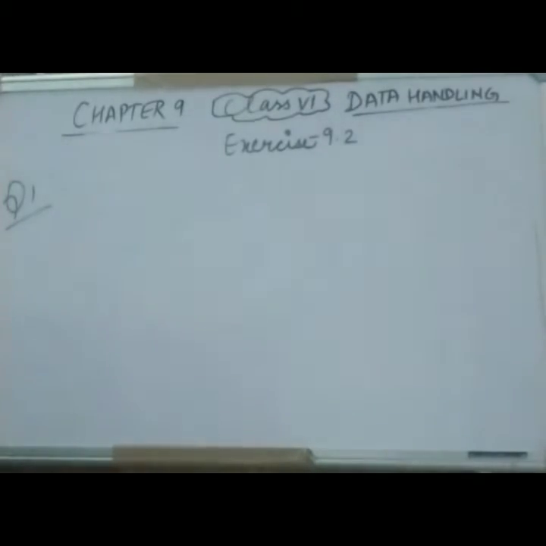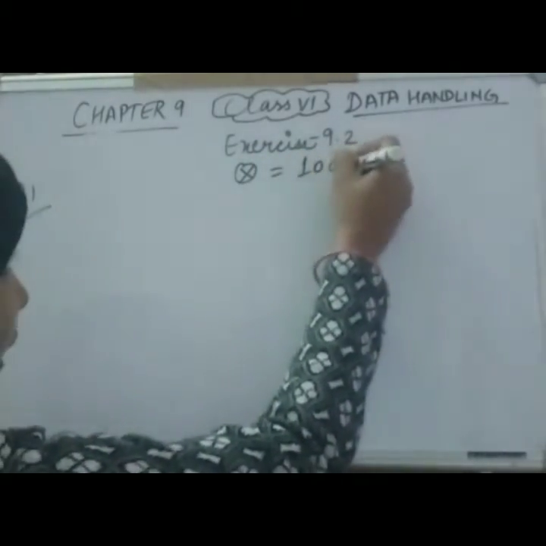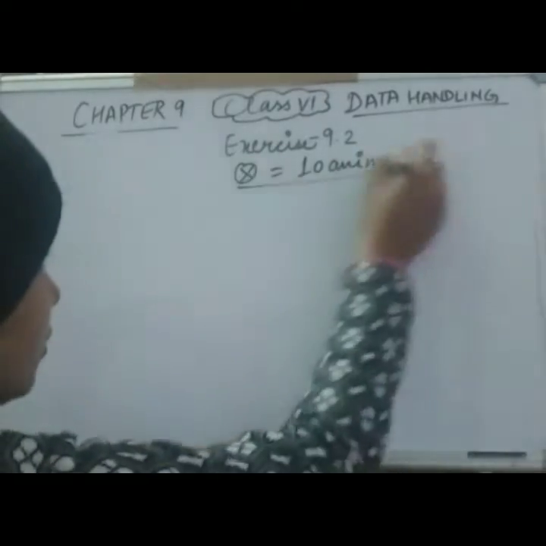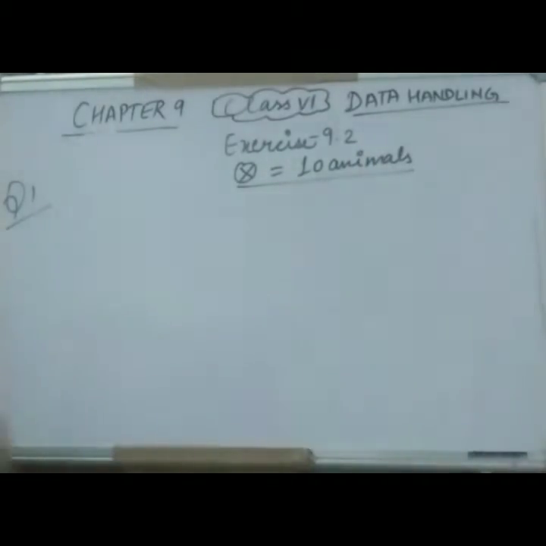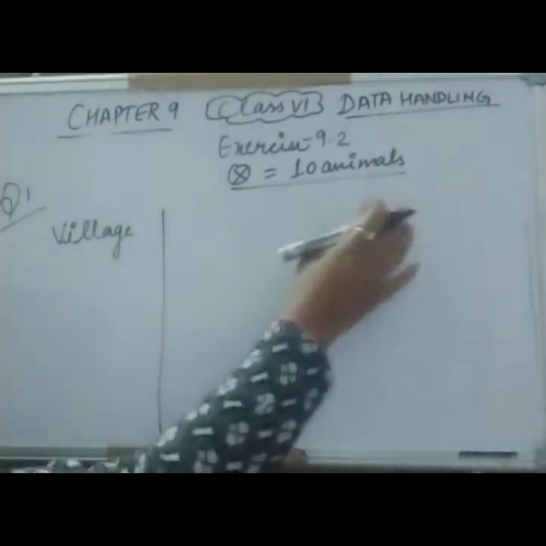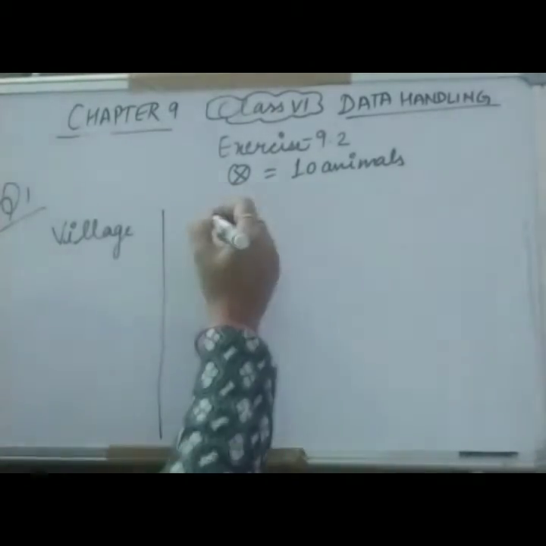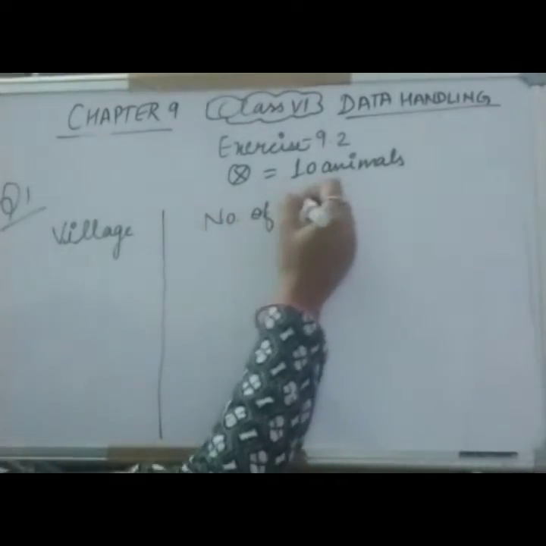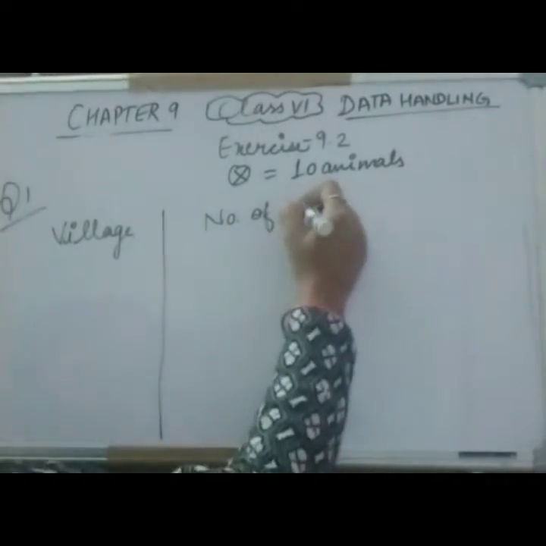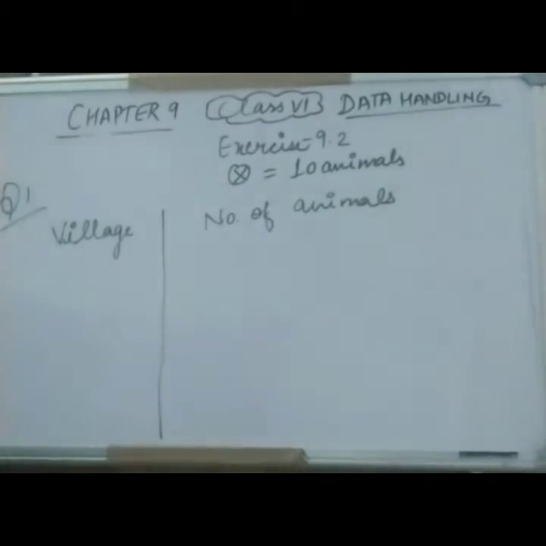So first of all, the scale given is one symbol equals 10 animals. First we will make a pictograph. Here we will write down the village and here we will make symbols, and this is the scale which is already given. Now the number of animals. If you see here, in every village the number of animals is a multiple of 10.